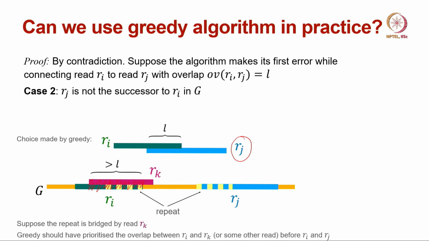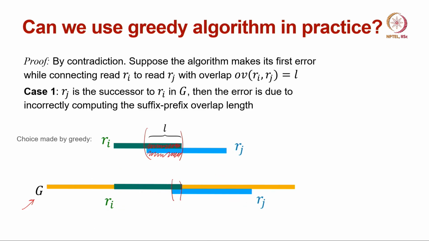And this completes the proof. For both cases we have arrived at a contradiction, proving that the greedy algorithm is guaranteed to reconstruct the original genome sequence, assuming every repeat in the genome sequence is bridged by some read.